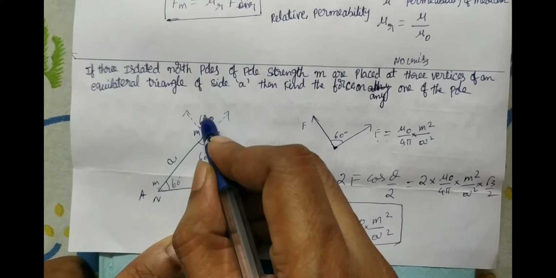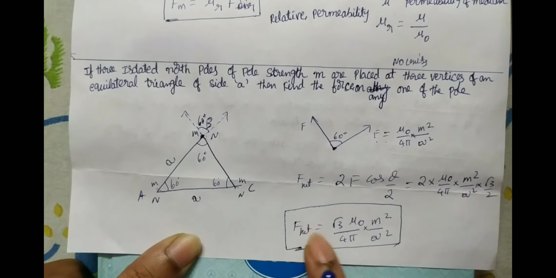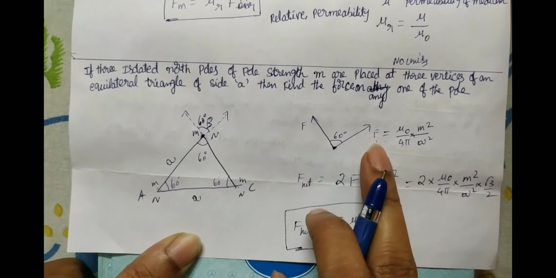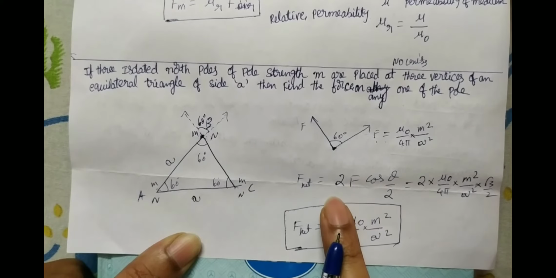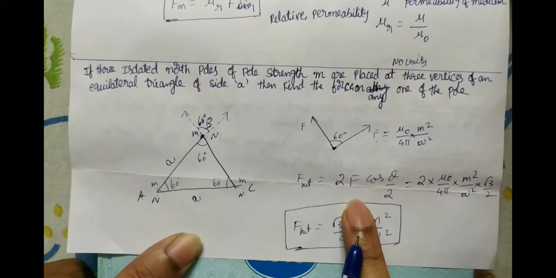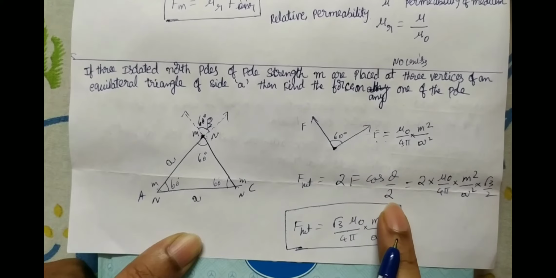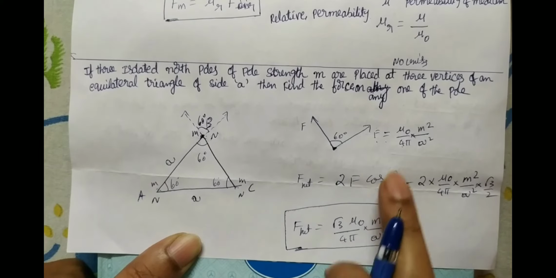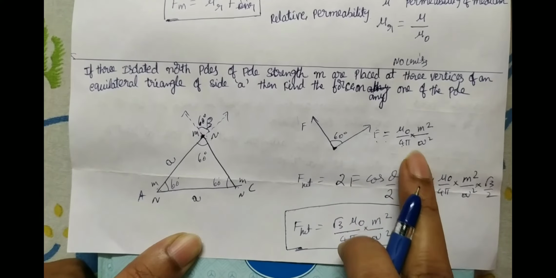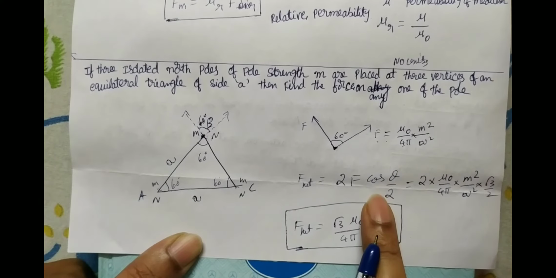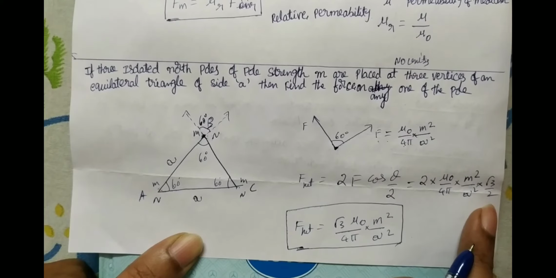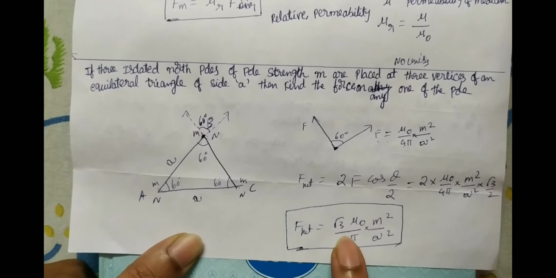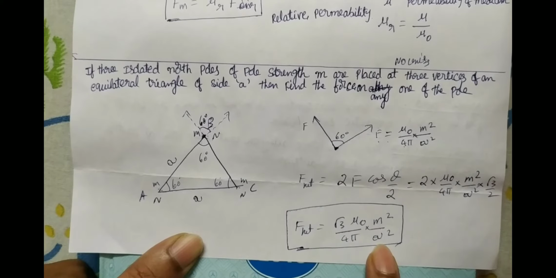This is 60 degrees. We know two equal forces are there, and the angle between those two is theta. Then what is the resultant force formula? Using the parallelogram law of vector addition, 2F cos theta by 2. And the F value we know, mu naught by 4 pi m square by a square. And cos 60 by 2 is cos 30, root 3 by 2. So the net force we get is root 3 mu naught by 4 pi into m square by a square.